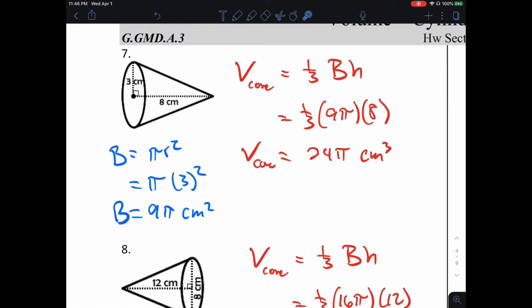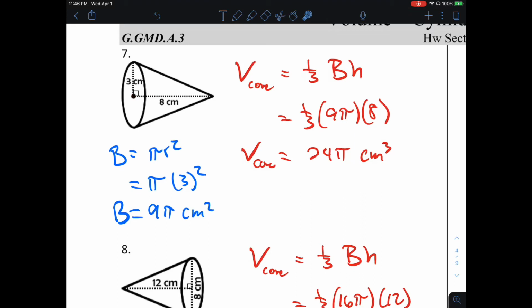Number 7, the volume of a cone. It's a third the base times the height. When I say base, once again, that's the area of the base. This base is a circle. Pi r squared is how you find the area of a circle. The radius is 3. 3 squared is 9, so we get 9 pi square centimeters.